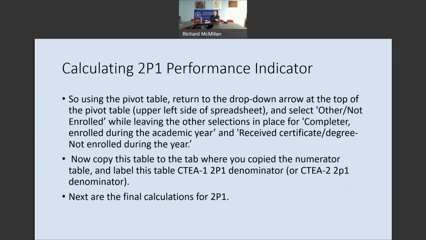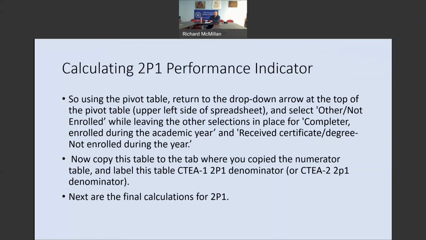So using the pivot table, return to the drop-down arrow at the top of the pivot table and select other, not enrolled, while leaving the other selections in place for completer, enrolled during the academic year, and received certificate degree, not enrolled during the year. So now you'll have 3 statuses selected instead of 2 as in the numerator step. Now copy this table to the tab where you copy the numerator table and label this table CETEA 1 2P1 denominator, or CETEA 2 2P1 denominator.